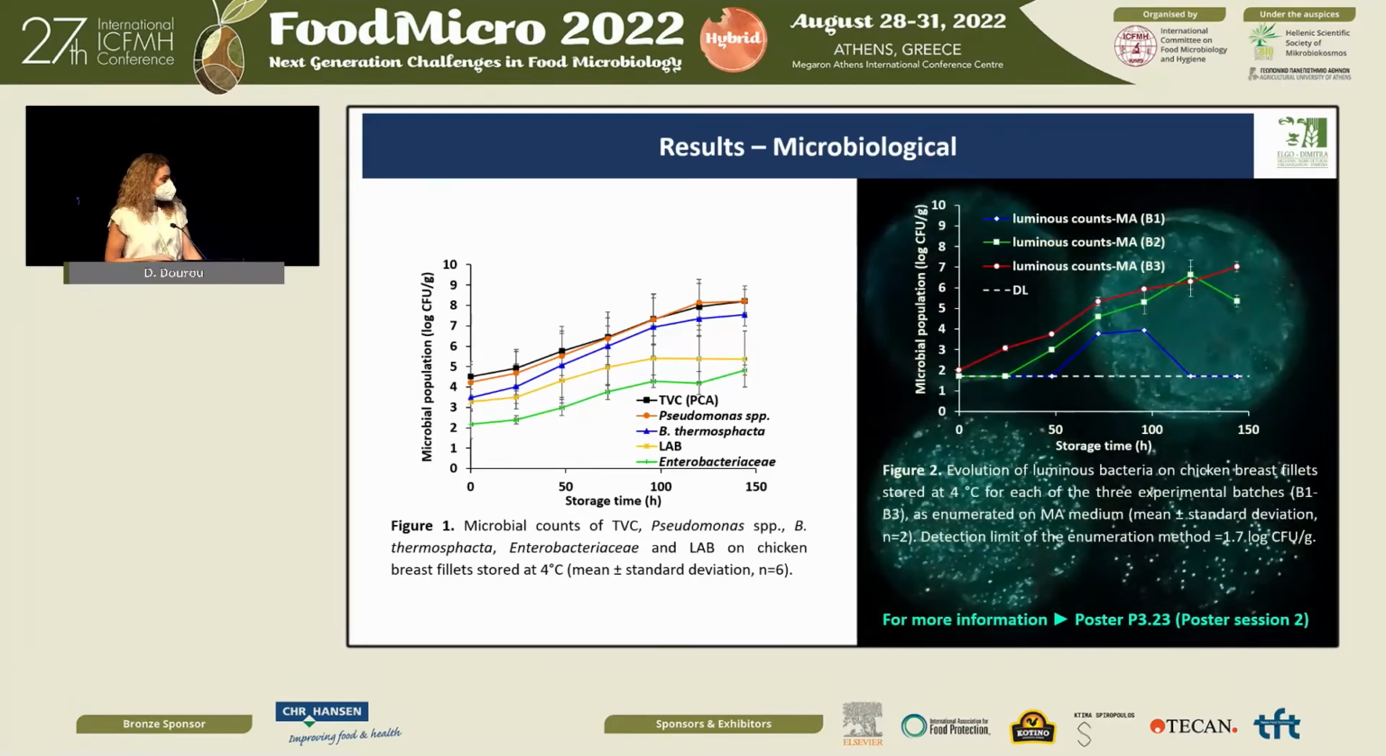We were also able to count luminous bacteria on chicken meat that were scarcely found at the beginning of storage and were detected in samples from 1 out of 3 batches. But at the end of storage, they were found at populations of up to 7 log CFU per gram, which is considered the limit for microbiological spoilage. For more information, you can refer to this poster.